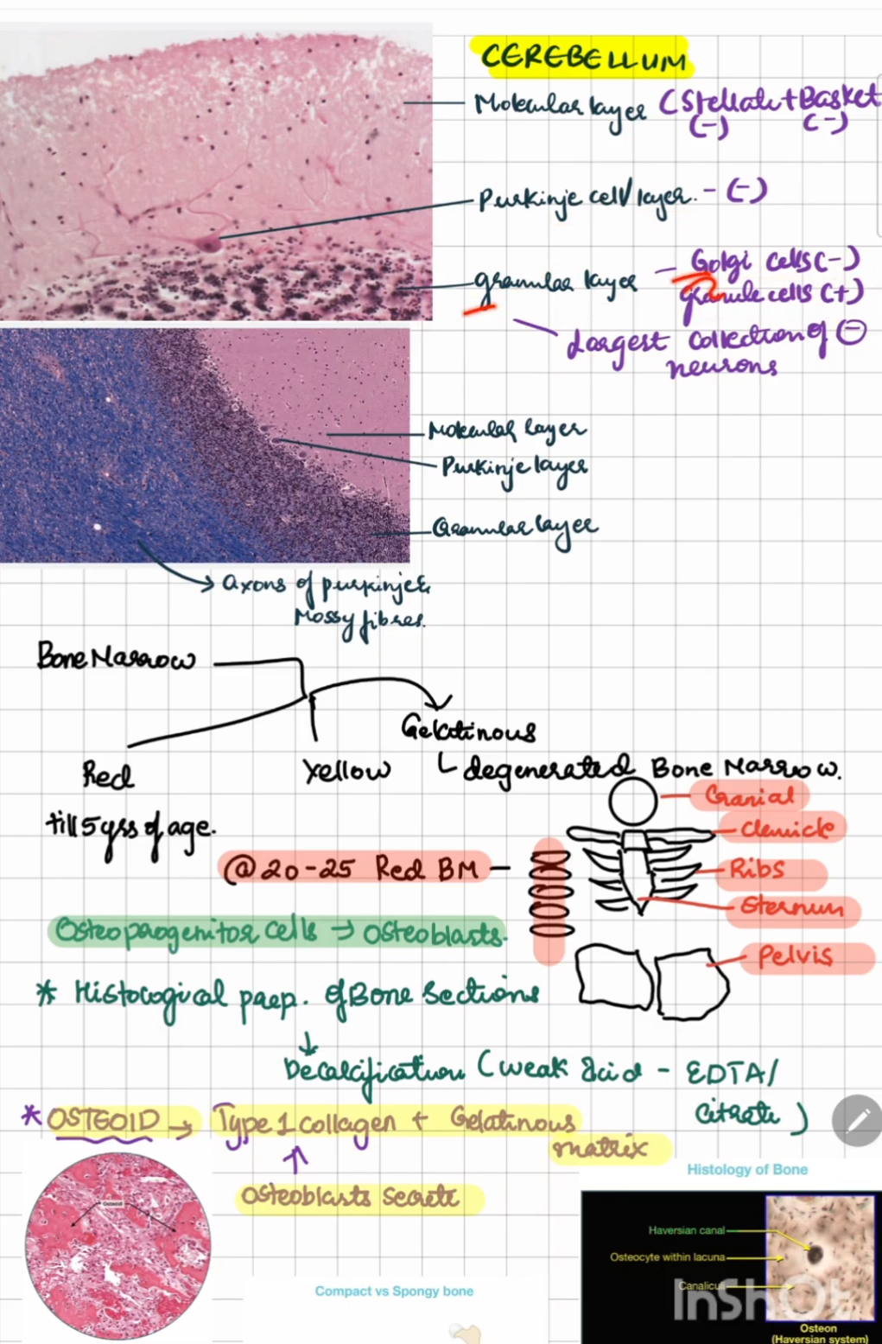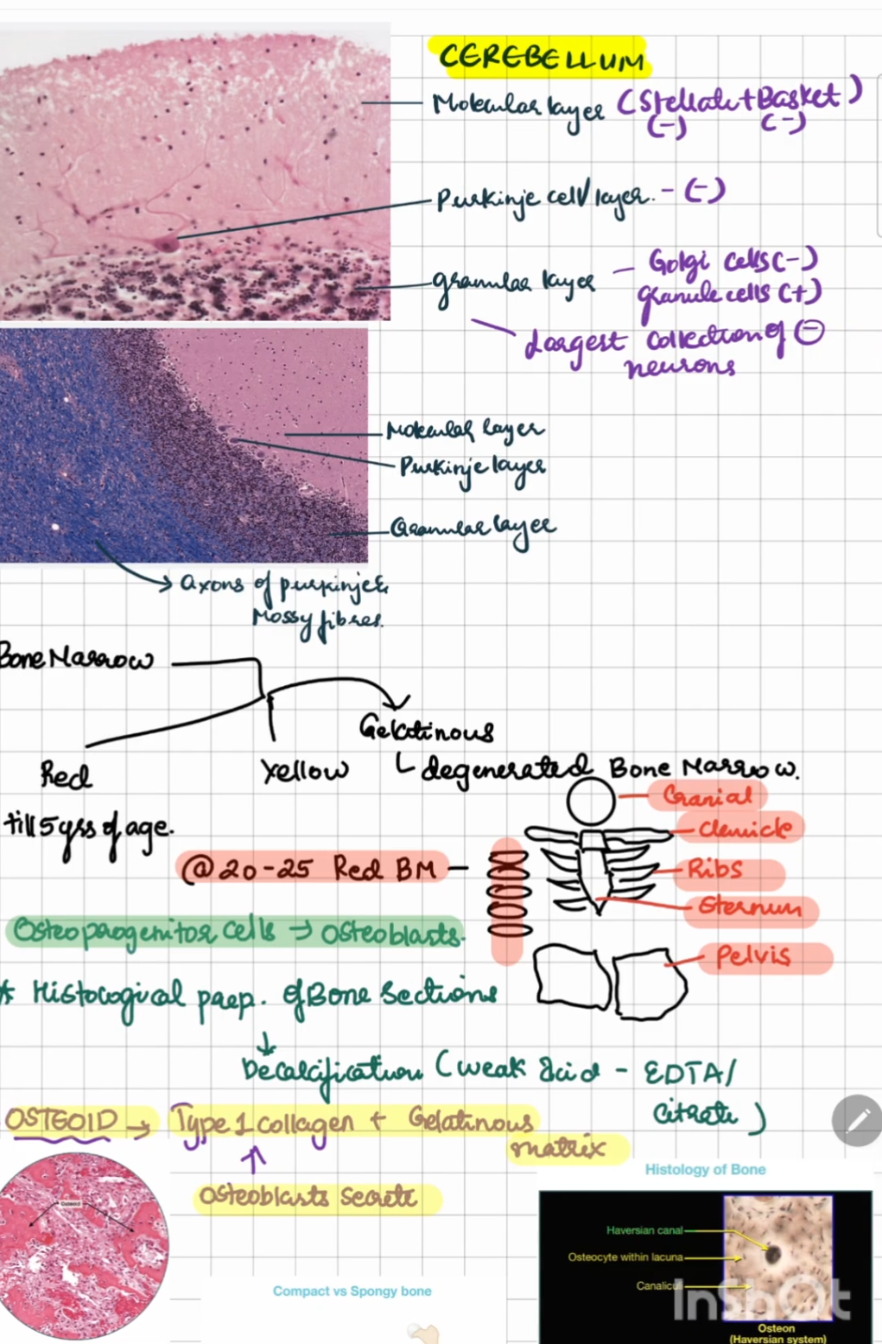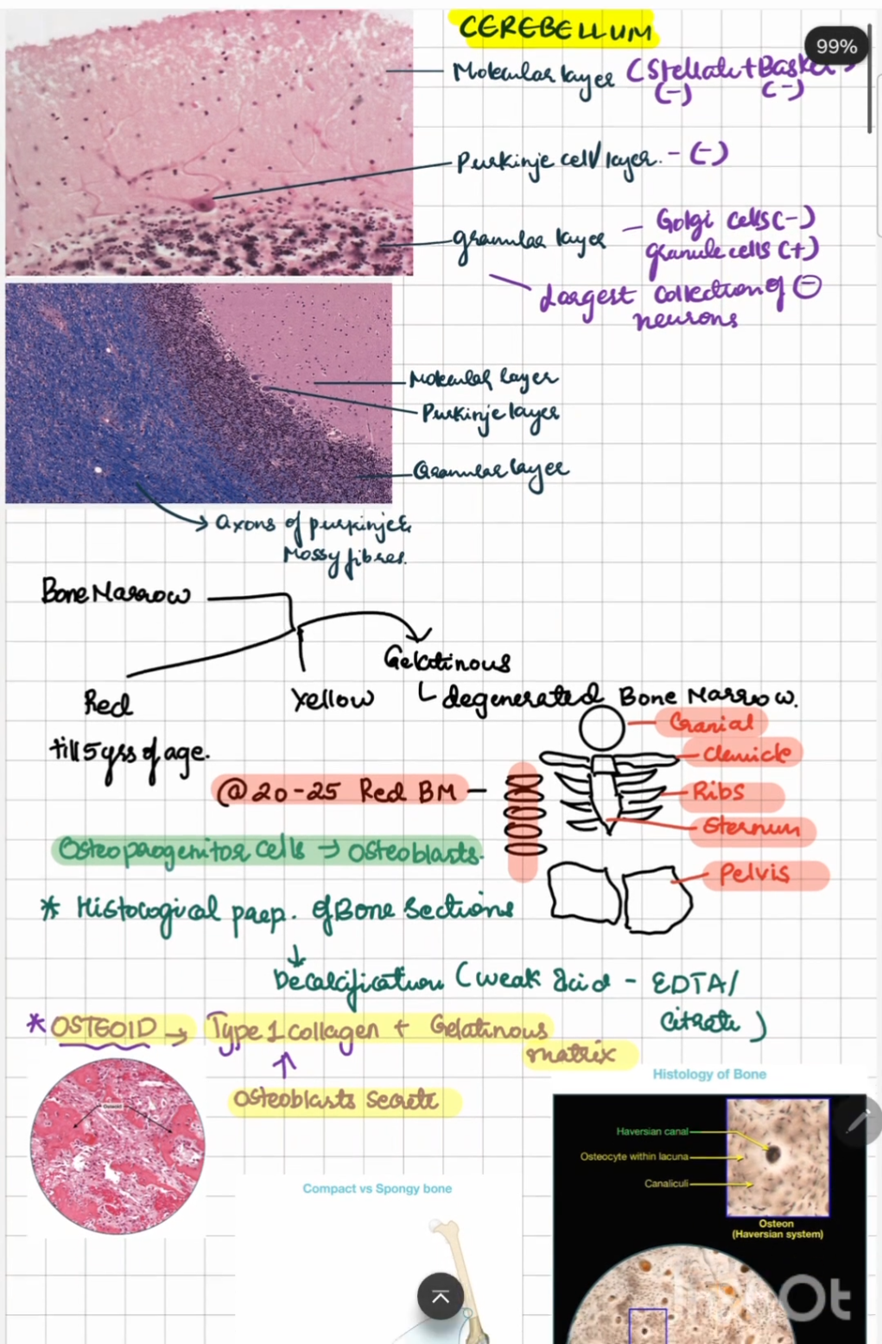You can remember it as GGG, right? Granular layer is having Golgi cells and granule cells. Okay, and this is a zoomed out view of cerebellum. The pinkish one is molecular layer, then the second layer is Purkinje layer, third one is granular layer. And one thing to remember in cerebellum is, this is frequently asked, all the cells in the cerebellum are inhibitory except granule cells, which are excitatory type of cells, right?